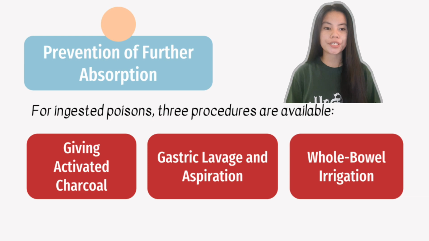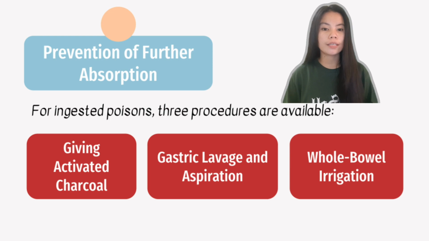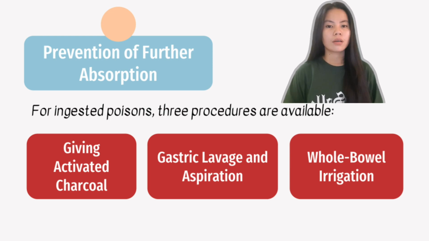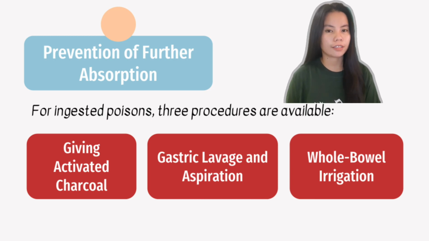Then the third one is the prevention of further absorption. By reducing the absorption of a poison, we can minimize blood levels and thereby significantly decrease morbidity and mortality. For ingested poisons, 3 procedures are available. The first one is giving activated charcoal. The second one is gastric lavage and aspiration. The third one is whole bowel irrigation. But when poison exposure is topical, surface decontamination is employed. These 3 procedures will be discussed further later.